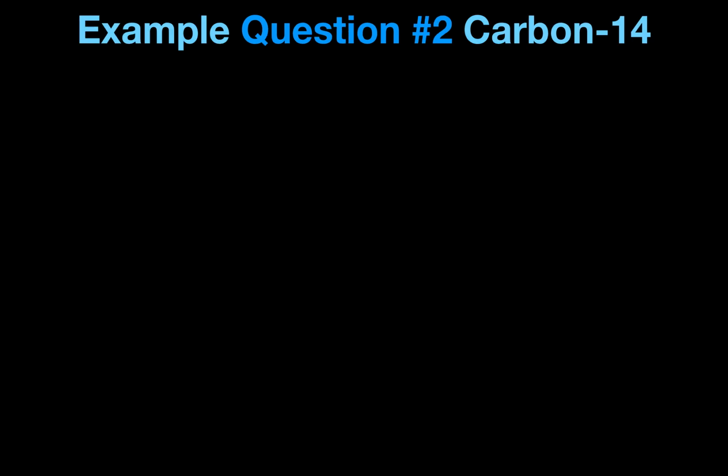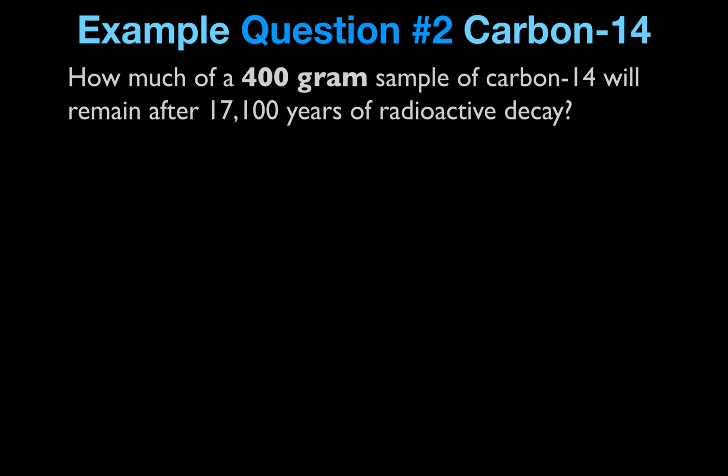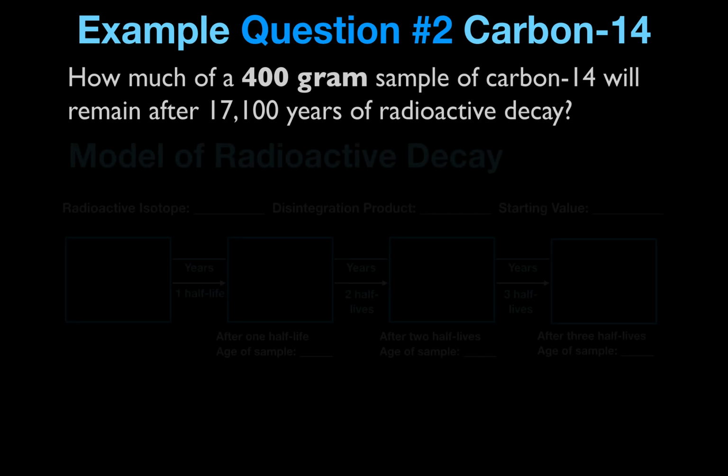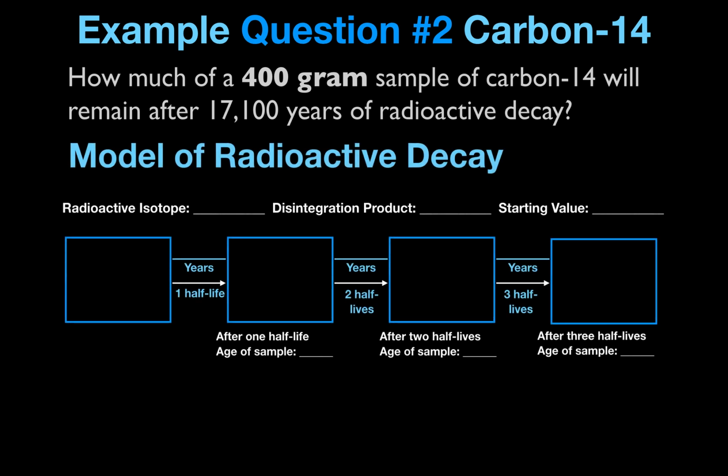So I want to end today showing you one more example question that is slightly different from what we saw before. The question is, how much of a 400-gram sample of carbon-14 will remain after 17,100 years of radioactive decay? What's different about this question is now we're dealing with a mass instead of a percent. Instead of saying we have 100% carbon-14 initially, we are told that the sample has 400 grams of carbon-14. And after 17,100 years, how many grams will be remaining? Luckily, we can still use this model to help us figure out questions in regard to mass.